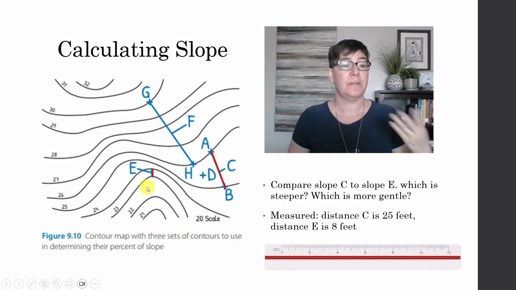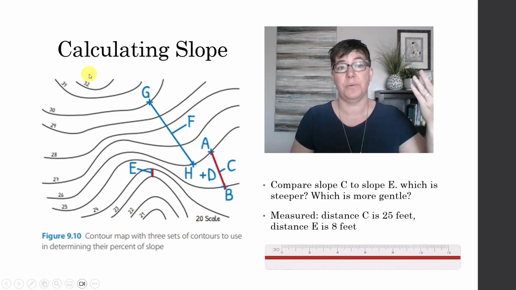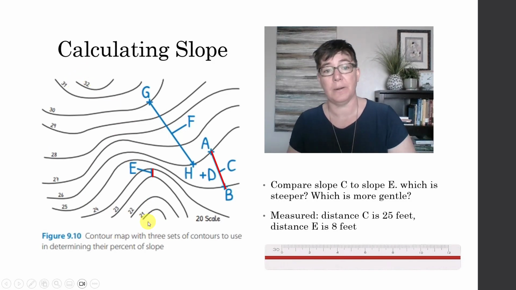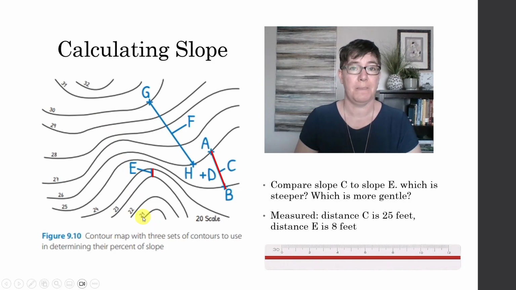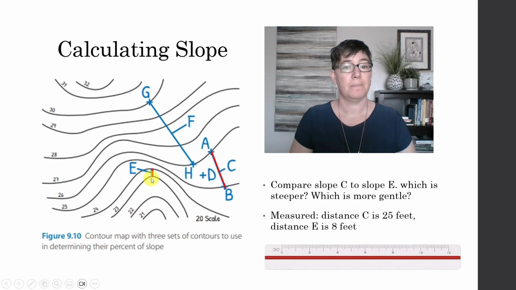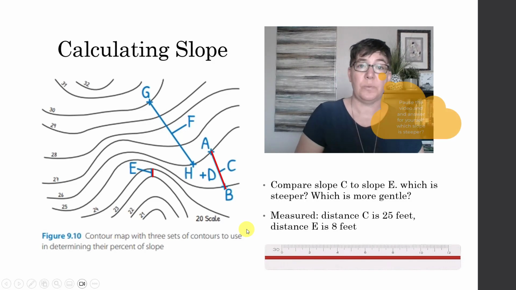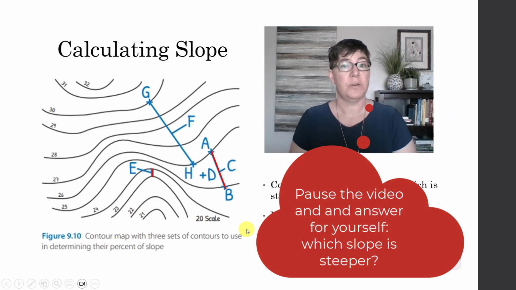What we've got here is a contour map. It looks like it's high up here at contour 32, kind of coming down low over here, contour 21. It's got some points marked out on it. And so we're going to look at slope C right here, between points A and B, and slope E right here. And just visually, I'd like you to take a look and see, can you tell right now which one is steeper and which one is more gentle?